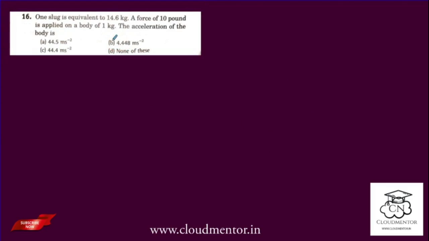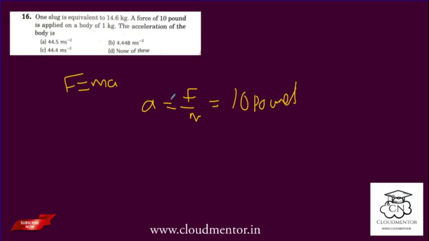Next question. One slug is equivalent to 14.6 kilogram. A force of 10 pound is applied on a body of 1 kilogram. The acceleration of the body is? Here you know that F is equal to ma, that is, force is the product of mass and acceleration. We need to find the acceleration of the body, so a is equal to F by m, and F is 10 pound.